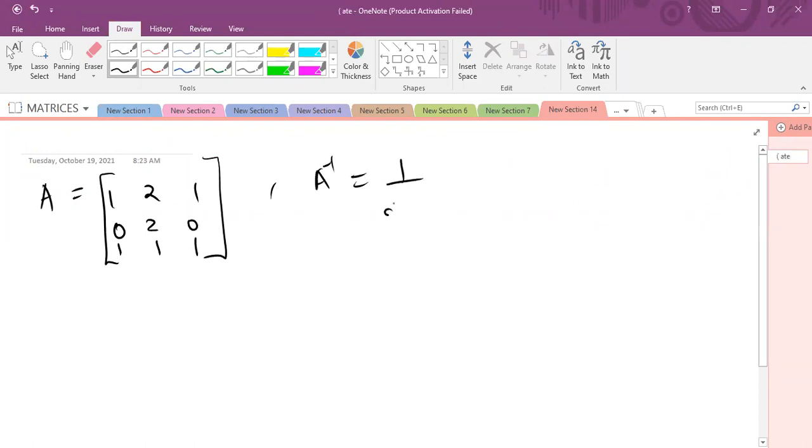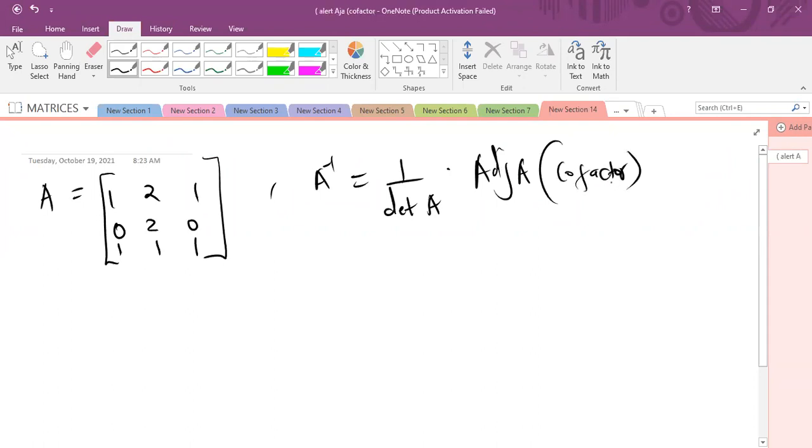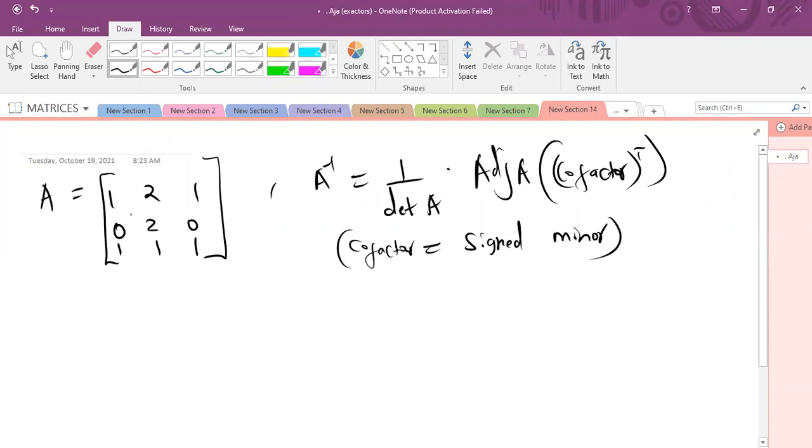So as we've said, A inverse is equal to 1 over the determinant of A multiplied by the adjoint of A. And how do we get the adjoint of A? Adjoint of A is given by the cofactor of A, and then you transpose it. But how do we get the cofactor? Cofactor is equal to signed minor. So those are things we need to remember.